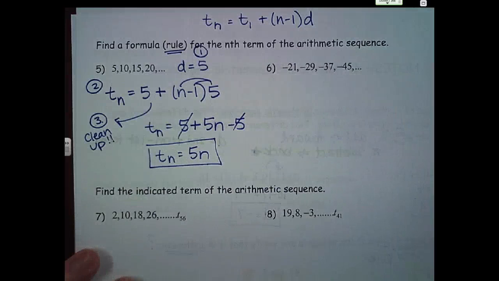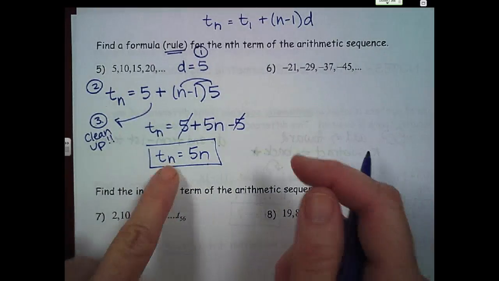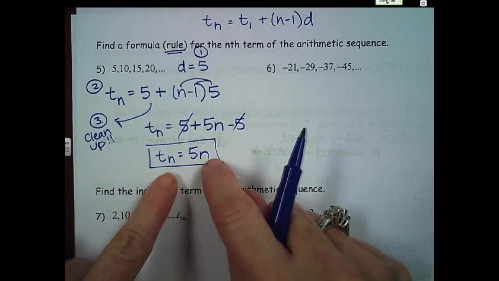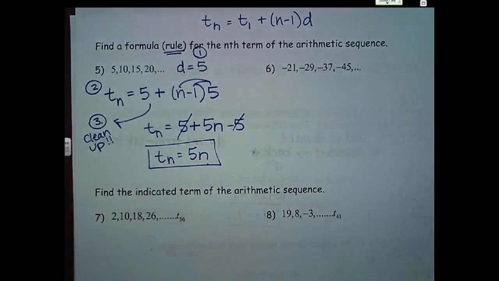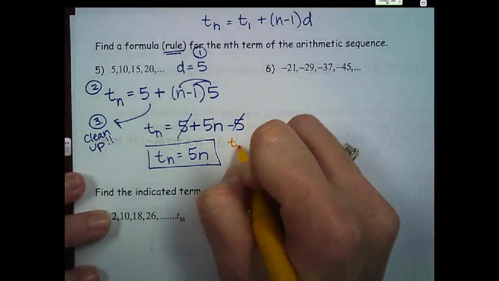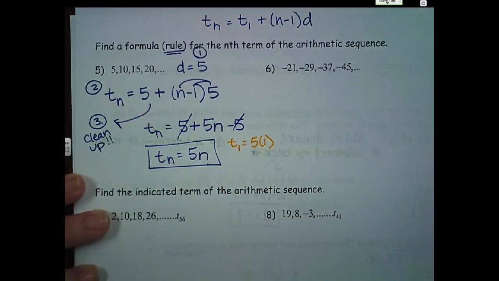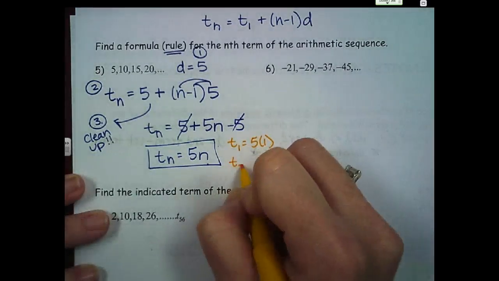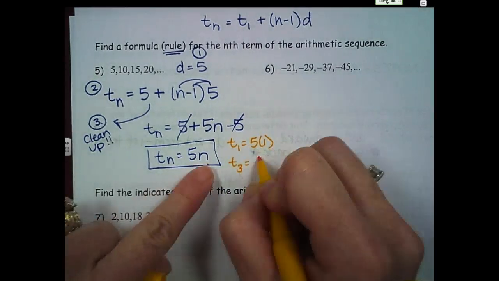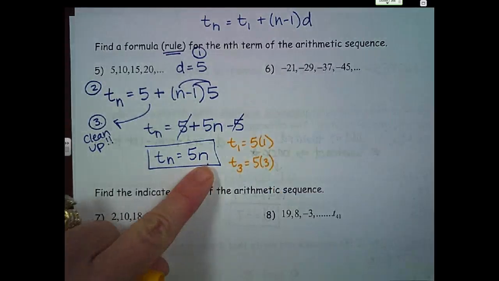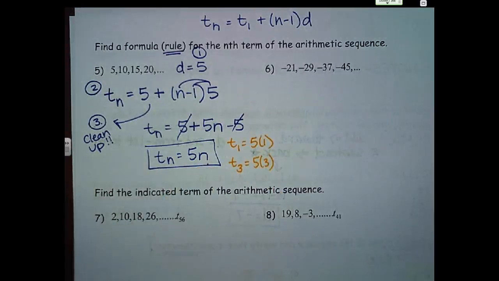And there's your rule. If I want to find the first term, I plug a 1 in, right? So in another color, let me just show you what I'm talking about. If I wanted to find t sub 1, I would say, okay, 5 times 1, 5. If I want to find the third term, I would say, well, what's t sub 3? So I plug a 3 in for n, 15. That's why the rule has the n in it.